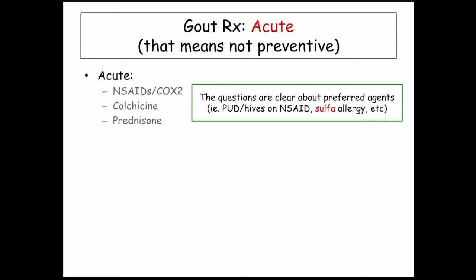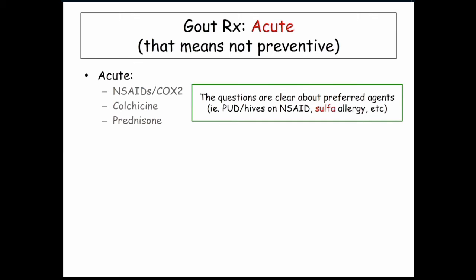So we're talking about acute, and look what I wrote, that means not preventative. So you have to know the acute treatments. Non-steroidals, COX-2 inhibitors, colchicine. Prednisone will never be a treatment. You'll never have to choose that on the boards. We do use it when people can't take other things. The way you'll sort out the treatments is, again, by contraindications. So they'll give you a patient who had hives or has an ulcer, a bleeding ulcer 3 months ago, and now they have gout. What are you going to treat them with?